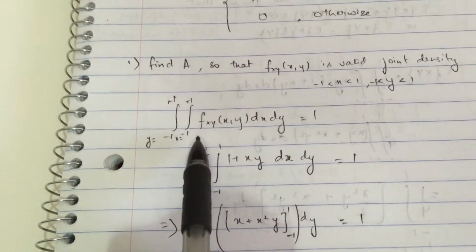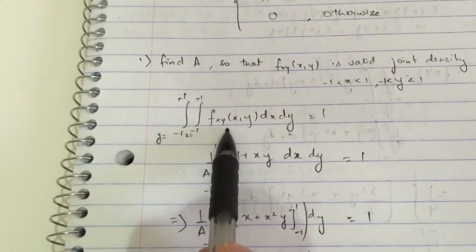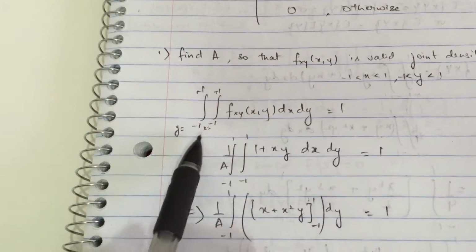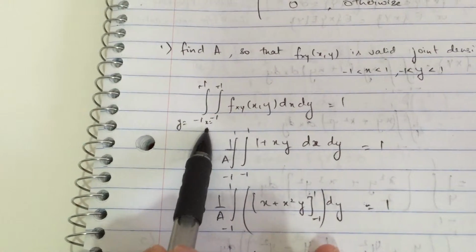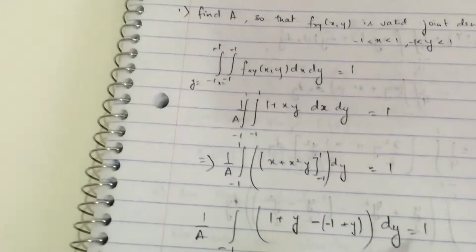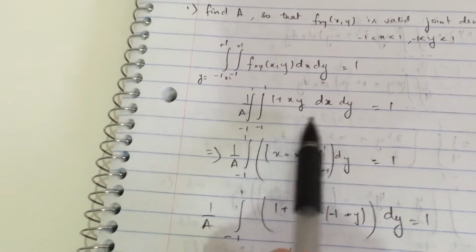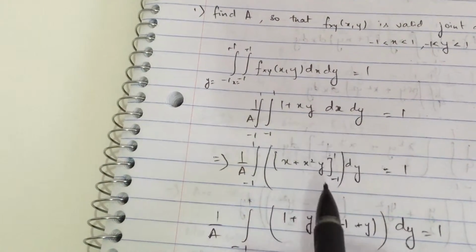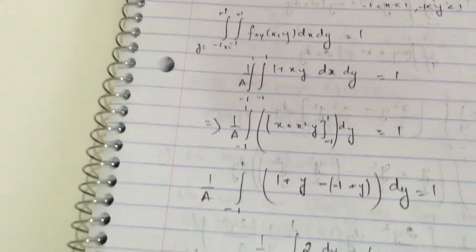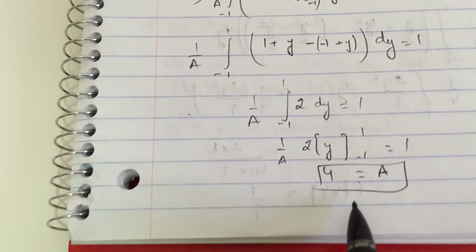So just putting those values, the integral of fxy of x and y dx dy equals 1, integrating from x equals minus 1 to 1 and y equals minus 1 to 1. This is a trivial integration of 1 plus xy dx dy, first integrating with respect to x and then with respect to y, and we get a as 4.